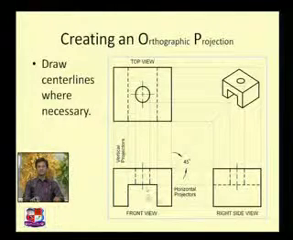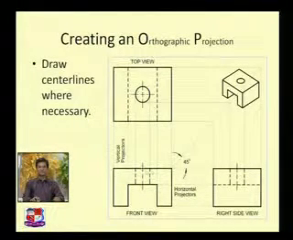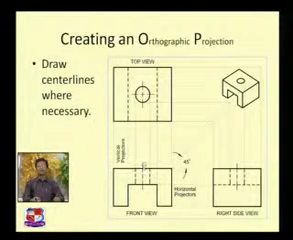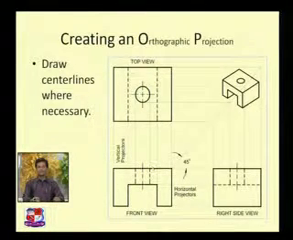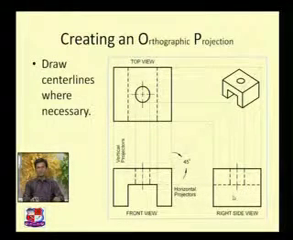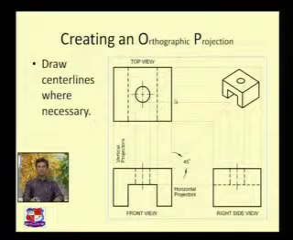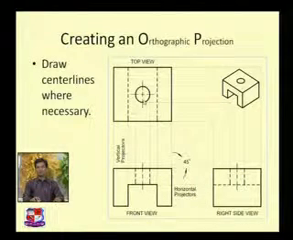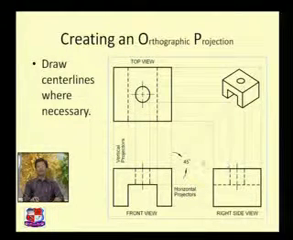Or this center line represents the axis of this circular hole. Similarly, the axis of this circular hole is to be drawn in the right hand side view as well, like this. So first we draw full lines, then dotted lines, and then center lines, like this, in the front view, top view and right hand side view.